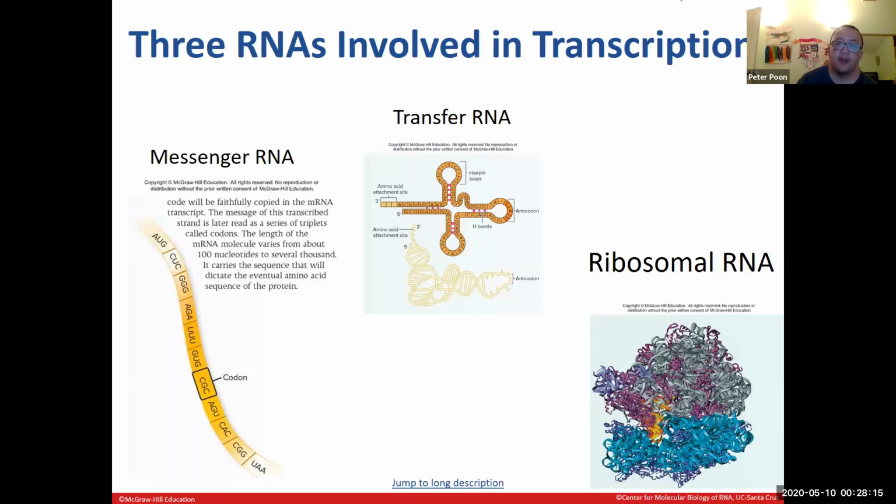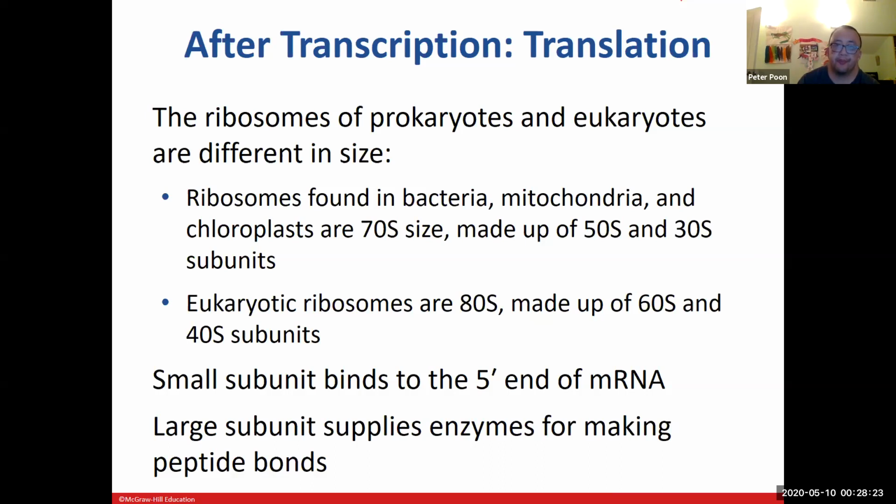So here are the 3 RNAs, and you can see what they do. The ribosome: prokaryotes and eukaryotes are different in size. The ribosomes found in bacteria, mitochondria, and chloroplasts are 70S. Remember, these come from primitive bacteria. This is why they all have 70S ribosomes.